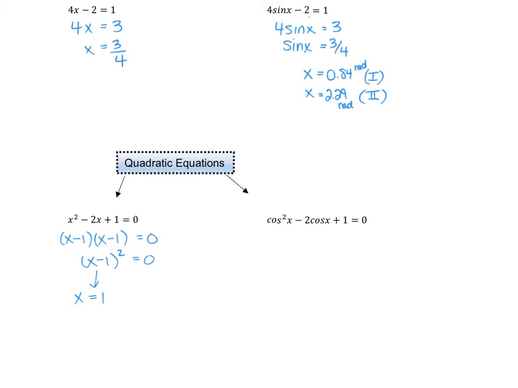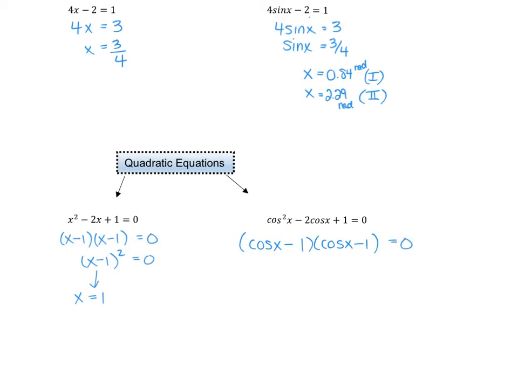So similarly with trig functions, you would look to factor if possible. Of course, if factoring doesn't work, then you would move to the quadratic formula. So let's go ahead and solve this one on the right as a trigonometric degree 2 equation. First step, we're going to factor. So same thing, this would end up as (cos x minus 1)(cos x minus 1).